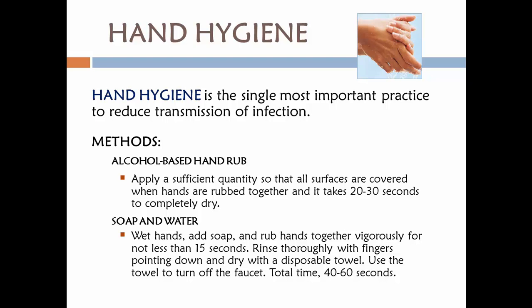For soap and water hand hygiene, wet hands with warm rather than hot water to prevent skin irritation. Add soap and rub together vigorously for no less than 15 seconds. Rinse thoroughly with fingers pointing down and dry with a disposable towel. Use the towel to turn off the faucet. Total duration from wetting hands through drying should take 40 to 60 seconds.